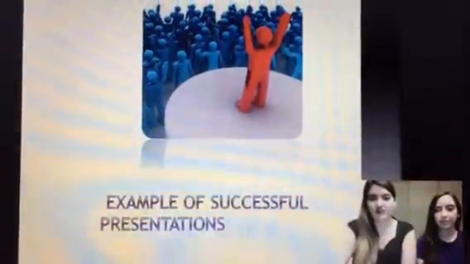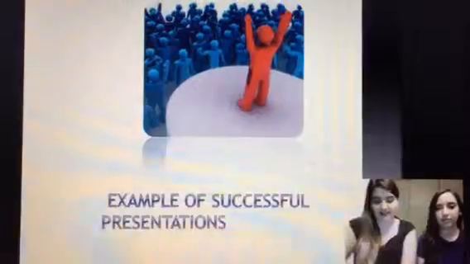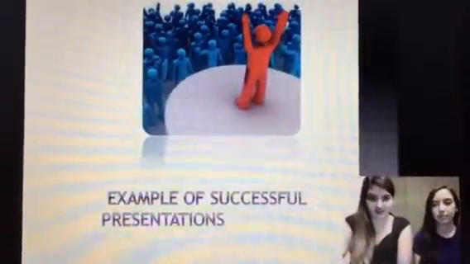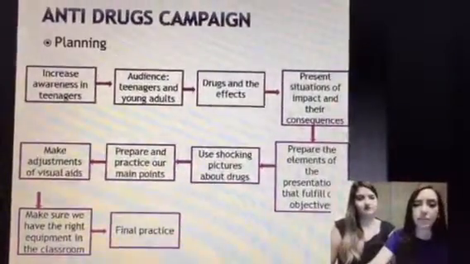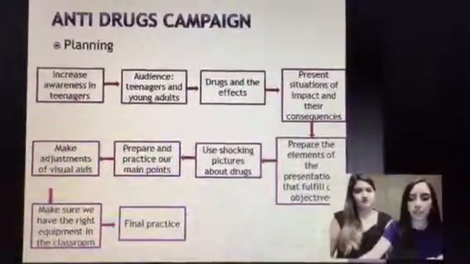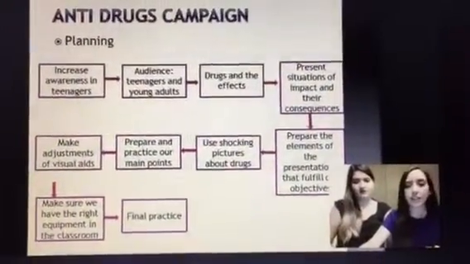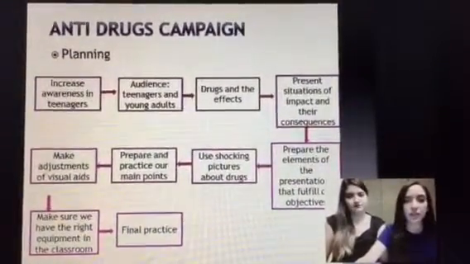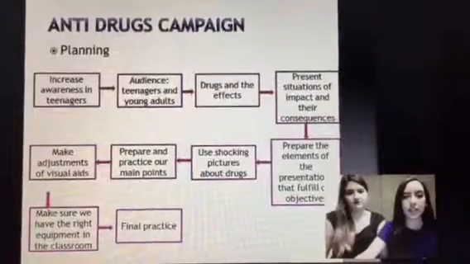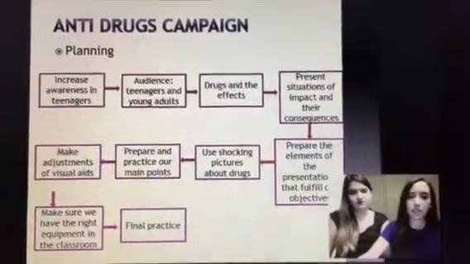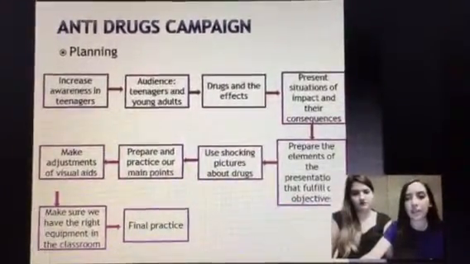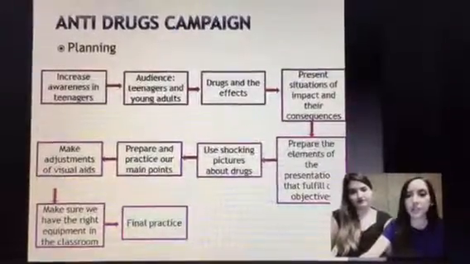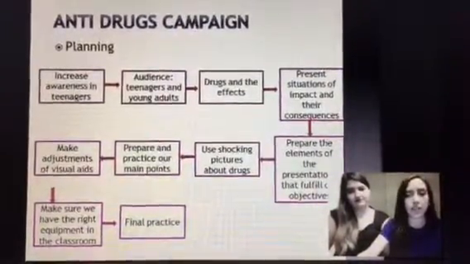Now we're going to talk about the relationship between some elements like planning, types of presentation, communication skills, and audiences. In order to explain the relationship between these elements, we're going to use as an example an anti-drugs campaign. Our purpose is to increase awareness in teenagers. Our audience, teenagers and young adults. And the main topic is drugs and their effects.